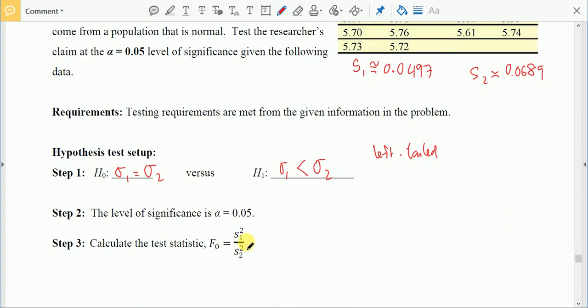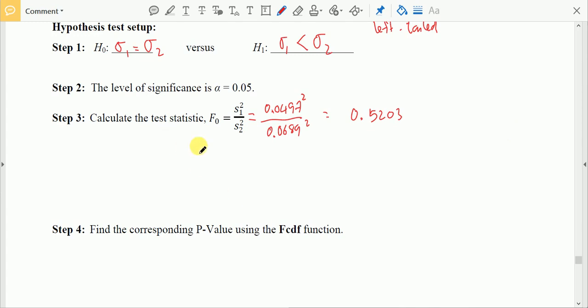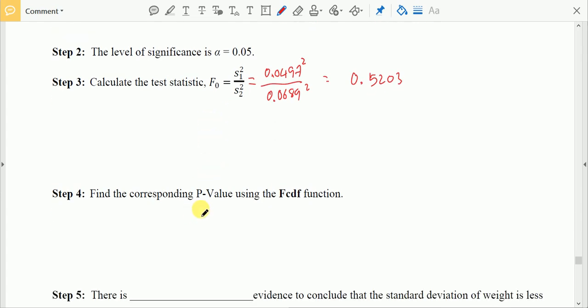And in order to get the Fisher statistic, S1 squared, take this number squared, 7 squared, over this one, 0.0689 squared, and that should give you around 0.5203, and that is the Fisher. Remember, it is not done yet for the test statistic. You have to find a p-value. This is the critical step.